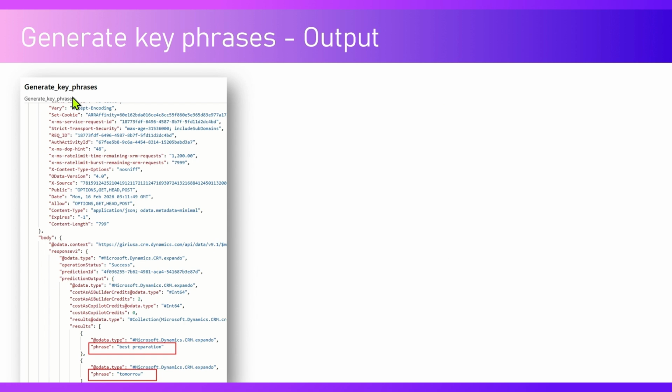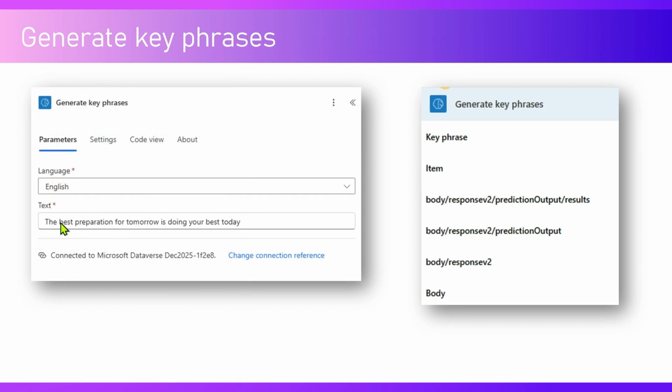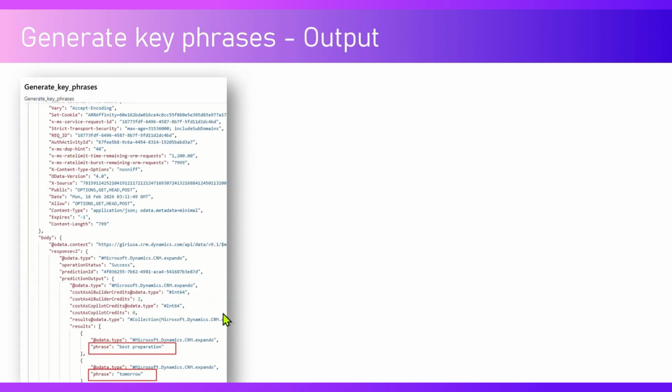I have shown you one input which I have tested, and I got the phrase best preparation. I also got the phrase tomorrow. So it has extracted something from that particular input. As you see over here, the input was: the best preparation for tomorrow is doing your best today. I just put in some saying to check whether it extracts the key phrases or not, and it extracted best preparation and tomorrow from it. But we are going to see some more live examples in the demo. So let's jump into the demo.